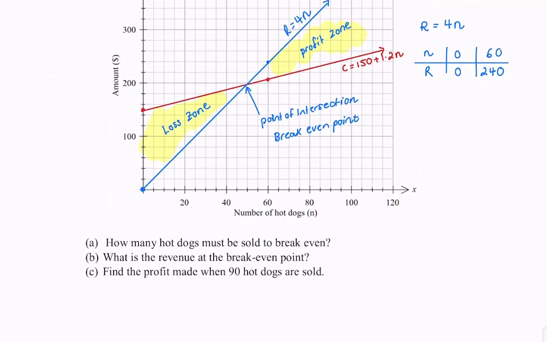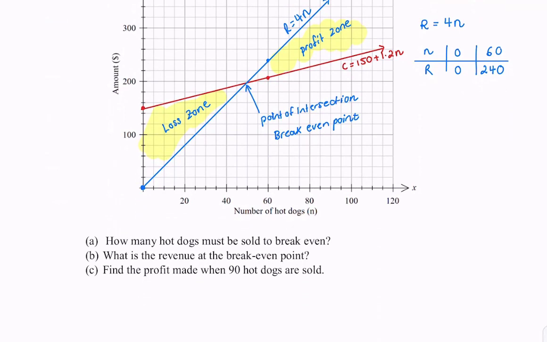So now we can just answer a few questions. How many hot dogs must be sold to break even? Well, here is my break-even point. I'm not sure exactly what that is. It looks like it's about 40, 50, say 56, thereabouts. There will be a range given.